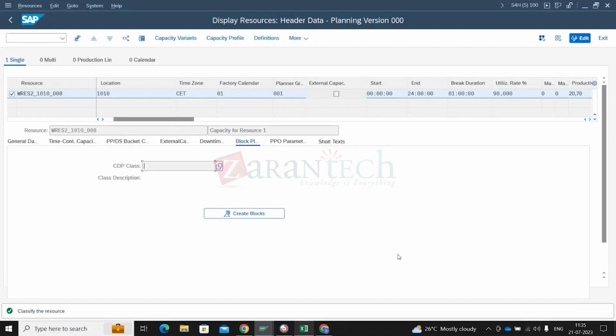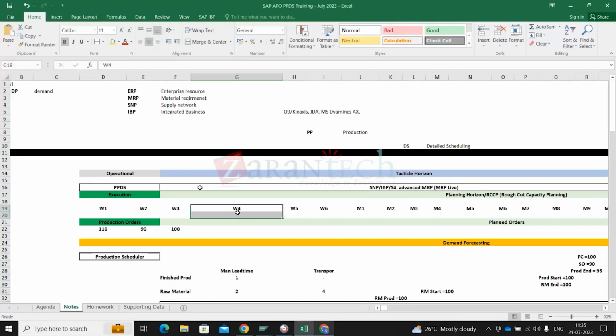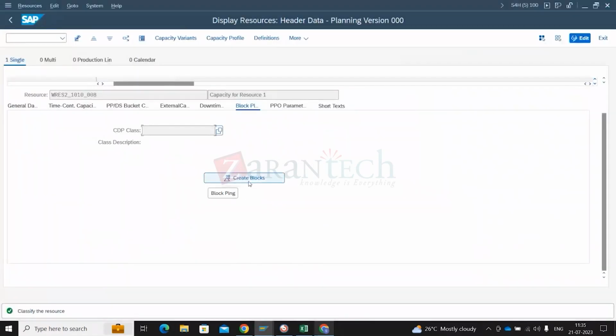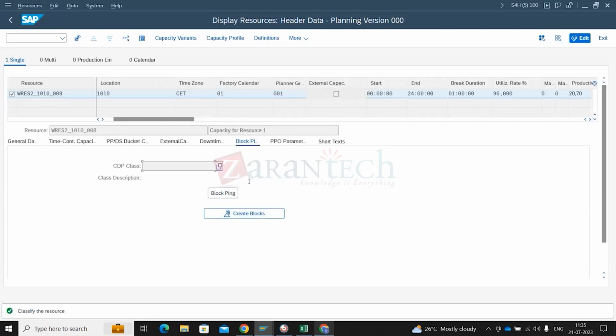Anil, how will the resource know that for a particular period it has to produce this and not the other material? So you create a block for a specific duration, right? Can we also maintain a duration while we create a block? Yeah, you create a block for a specific duration. That's the beauty of it. Otherwise, it's dangerous, correct?